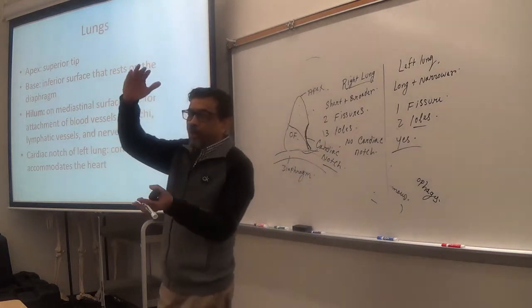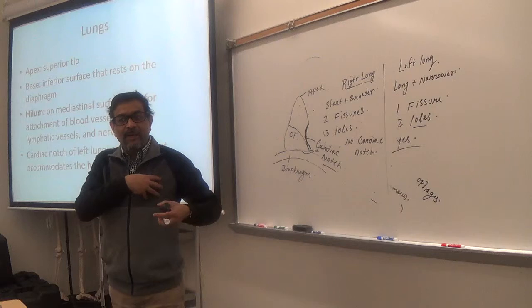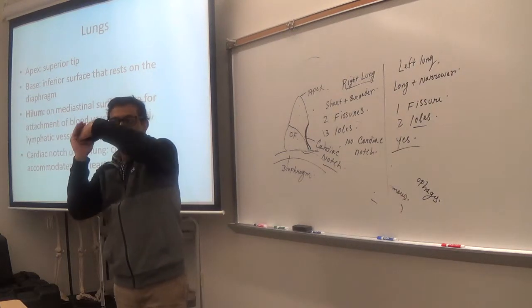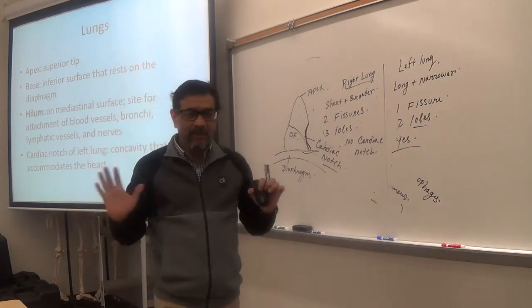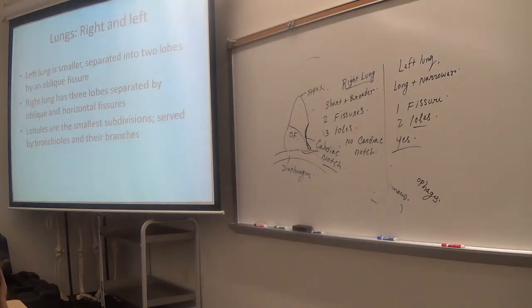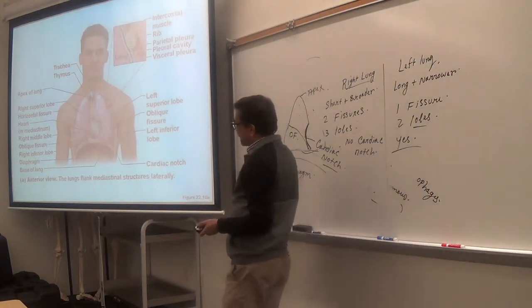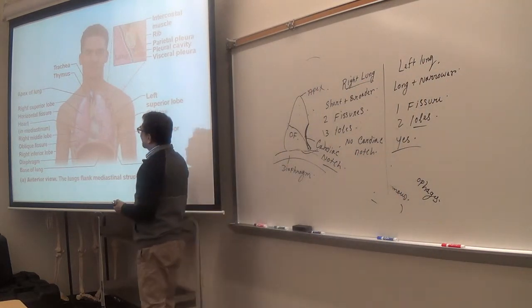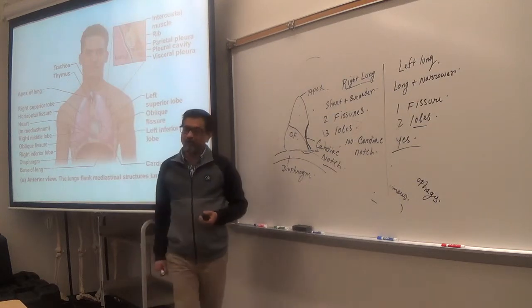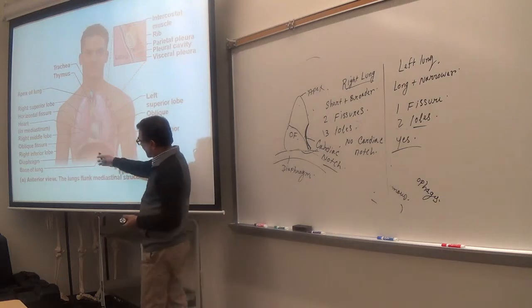Why is the right lung shorter? Because of the liver. Very good. Why does the left lung have a depression, a notch? The heart. Make sense? So just know that. Do they both do the same amount of work? Yes, though the volume is slightly different, not exactly the same, because the shape is different, the size is different.